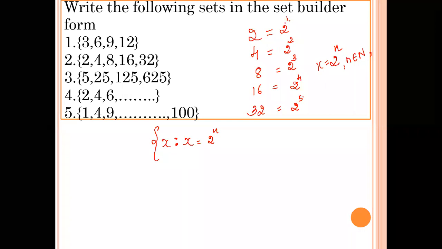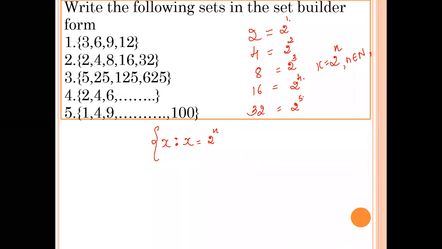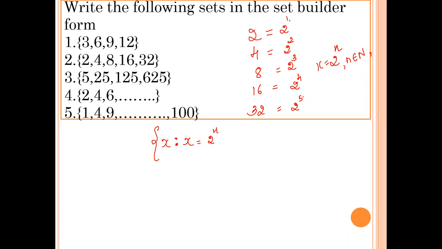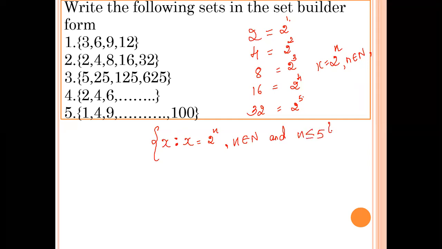These 1, 2, 3, 4, 5 are all natural numbers. I wrote them as n. So I write n belongs to N and n is less than or equal to 5. N is less than or equal to 5. So this is the answer for the second one.